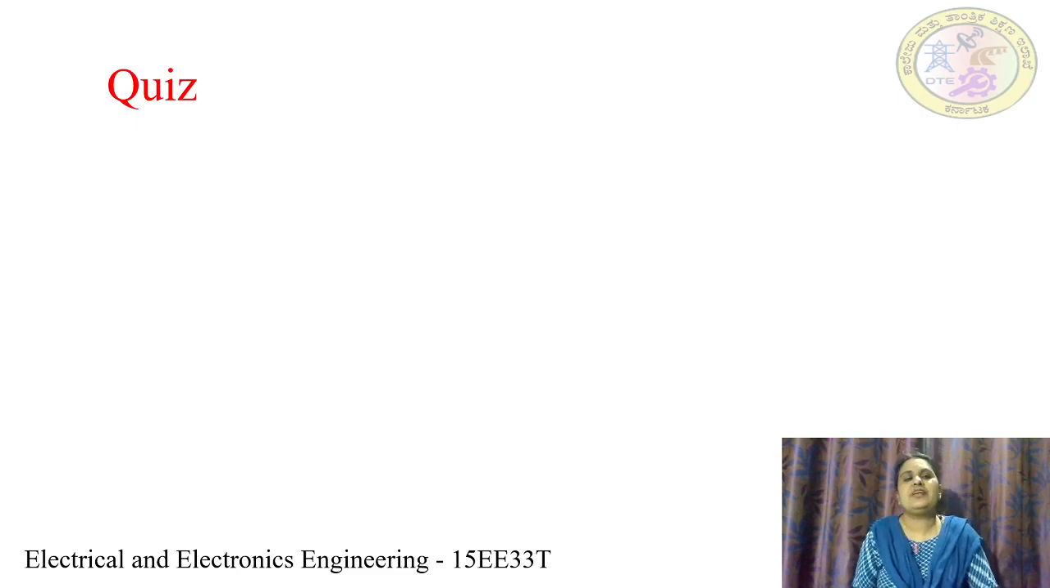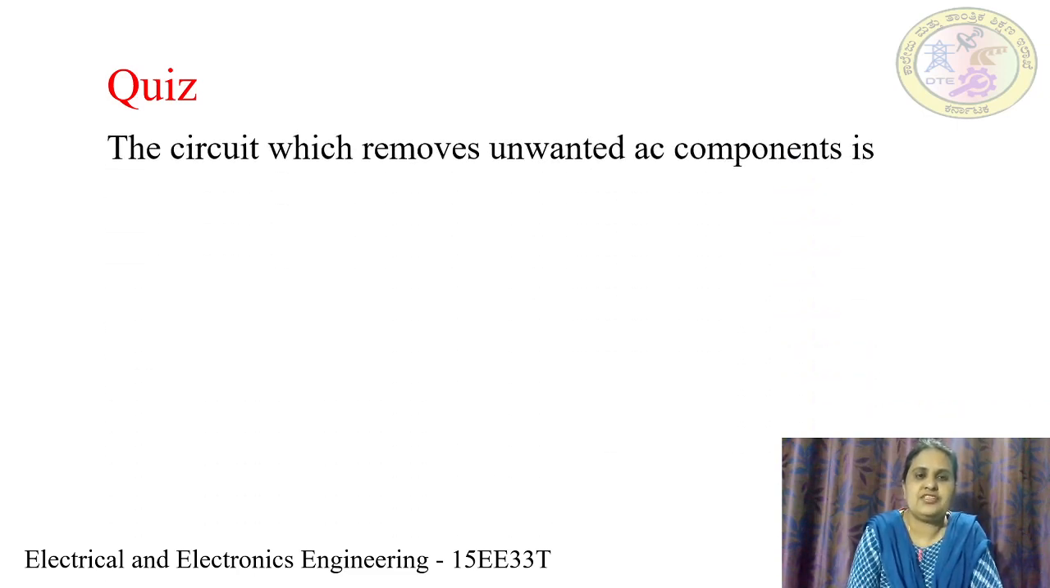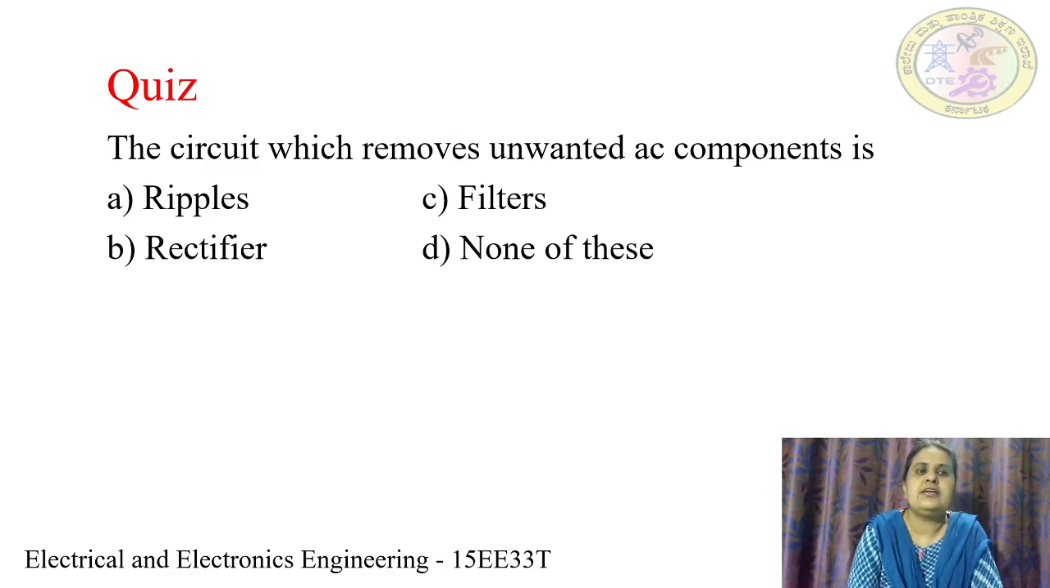So let's quickly have a few of the questions. Let me just tell the questions and students be ready to answer my questions. The circuit which removes unwanted AC components is, we have four options here. See here: ripples, rectifier, filters, none of these.